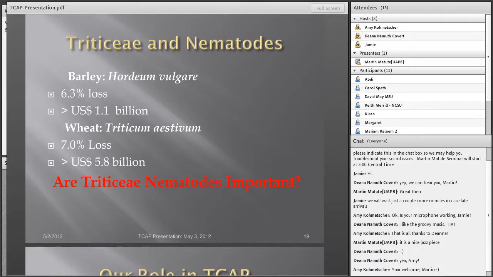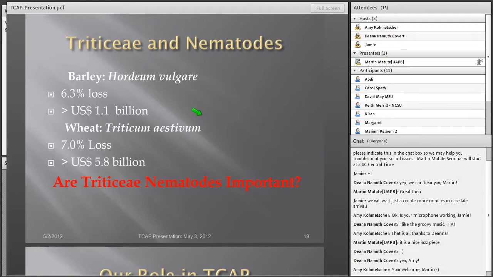and this is estimated to be more than $1.1 billion in loss every year. For wheat, it's even higher, 7.0%, and this is estimated at more than $5.8 billion annually. I think there's a lot of money and a lot of time wasted in terms of the growers.